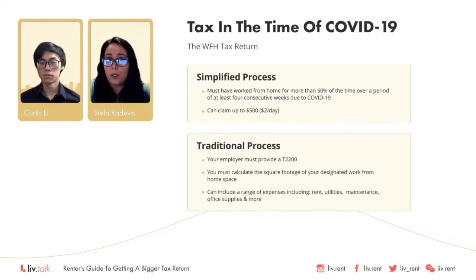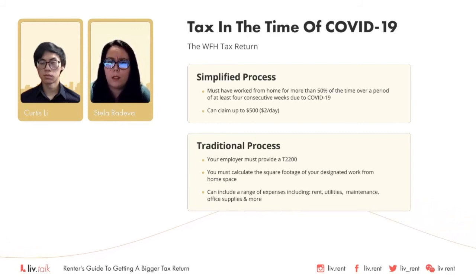Now, the first one, the simplified process, was available to more individuals working from home last year. In order to qualify for it, you must have worked from home for more than 50% of the time over a period of at least 4 consecutive weeks in 2021 due to COVID-19. With this method, you can claim $2 per working day, up to a maximum of 500 Canadian dollars for last year.